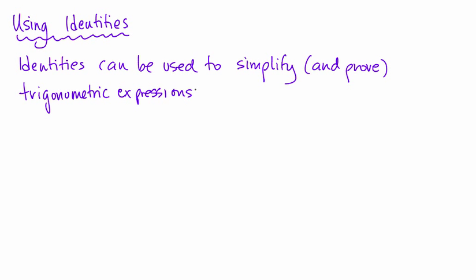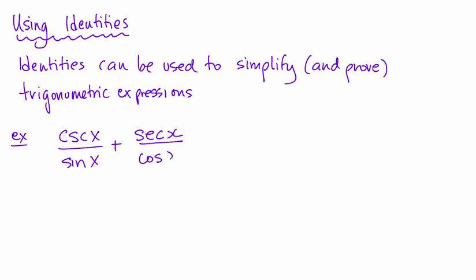Okay, so using identities. And as I said before, identities can be used to simplify and prove trigonometric expressions. And this is going to be way easiest to see through a series of examples. So let's say we have cosecant x over sine x, and that's added to secant x over cosine x. Is there any way of combining these fractions together and seeing if we could come up with another expression for this that would be equivalent?